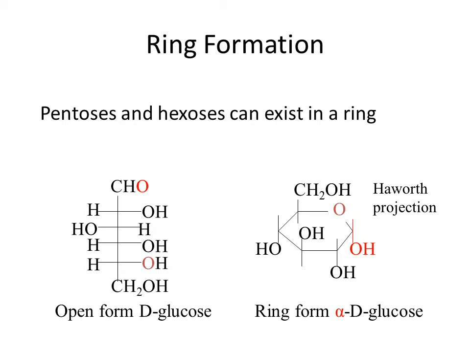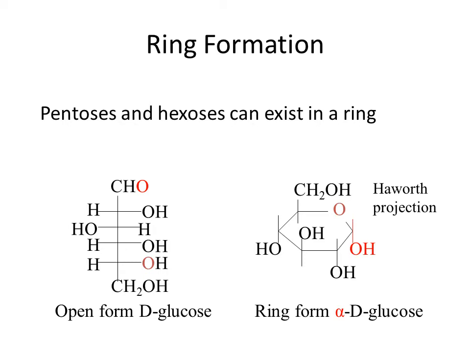What happens is this will come around and attach itself to the carbon that's in the carbonyl. When it attaches itself to the carbon that's in the carbonyl, then the oxygen in the carbonyl becomes a hydroxyl group. And this is what is called the ring form of glucose.